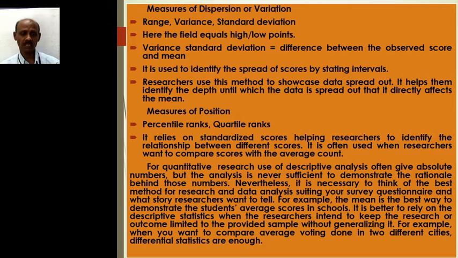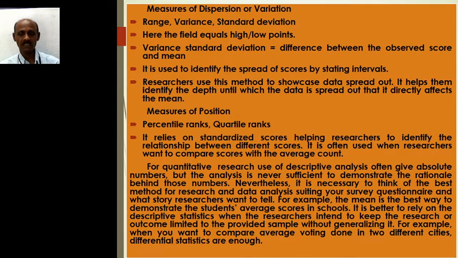The next one is measures of position, like percentile ranks, quartile deviation, quartile ranks, etc. It relies on standardized scores, helping researchers to identify the relationship between different scores. It is often used when researchers want to compare scores with the average count. For quantitative research, descriptive analysis often gives absolute numbers, but the analysis is never sufficient to demonstrate the rationale behind those numbers.